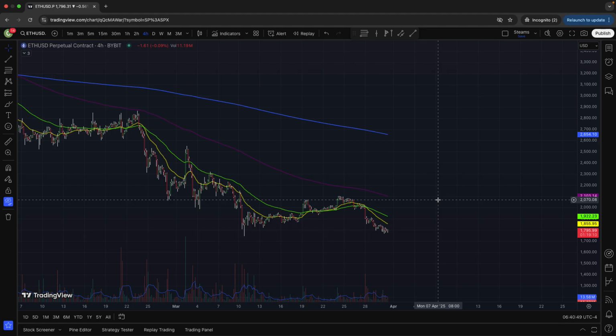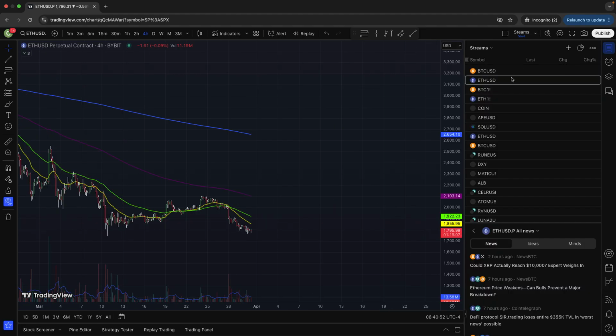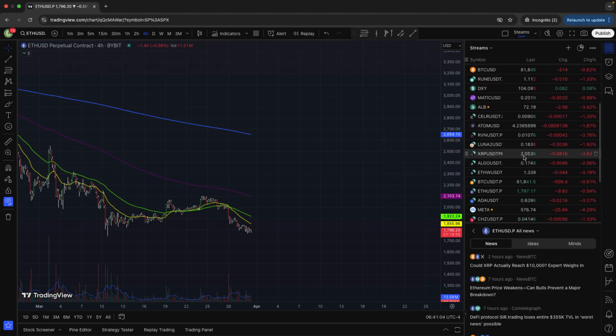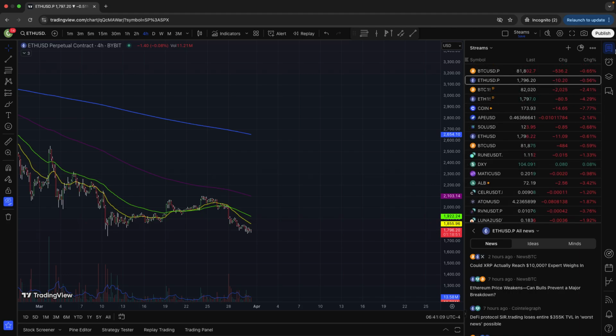Okay. So basically, that's all I have for you guys today. We are watching all the levels of support. Here's Bitcoin at 80, 1780 for ETH, $2 for XRP. Where's XRP? XRP $2. Everything is sitting on the edge of support. So let's see how it plays out today.